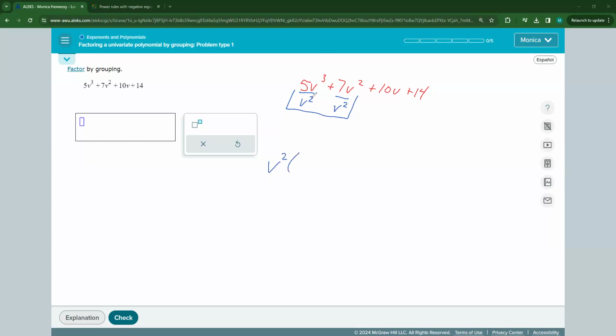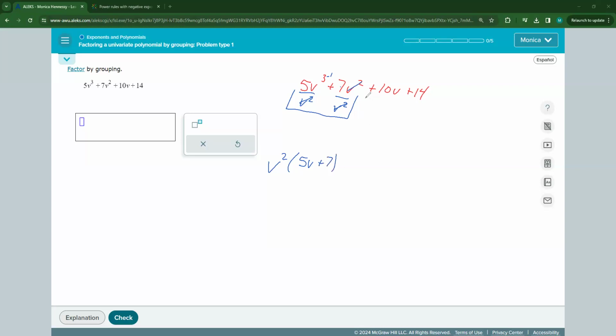And then we're going to simplify each of those fractions. So 5v to the third divided by v squared, I'm going to subtract that v. So I'm going to have 5v to the first. I'm just going to write it as 5v. And the second term, I've got 7v squared divided by v squared, and those v squareds are going to cancel out. And you're just going to have plus 7.